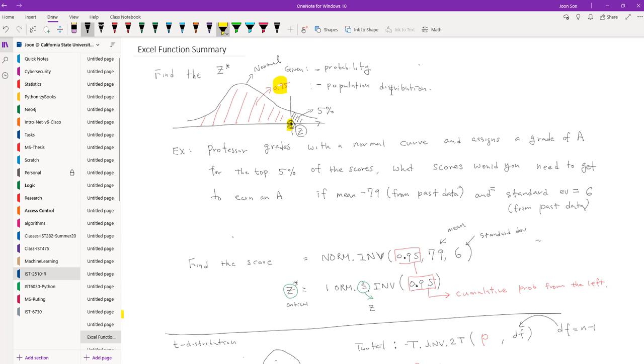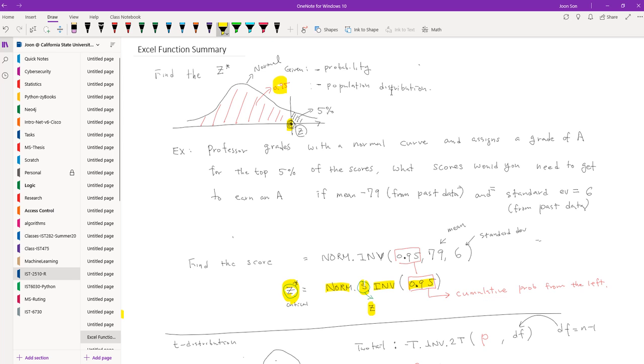You have to use NORM.S.INV. The S is used for the z value. Inverse, and then you simply put that probability, which in this example is 0.95. And then you can find the z-value.